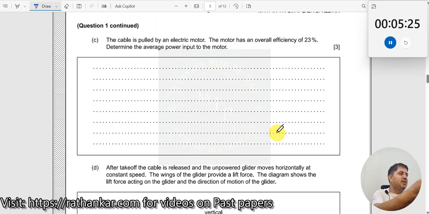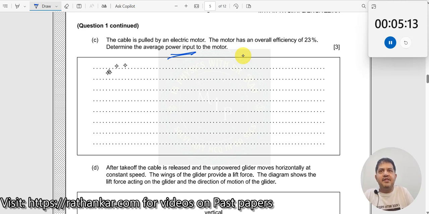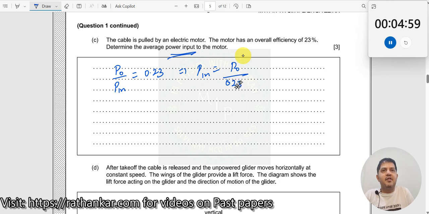The cable is pulled by an electric motor. The motor has an overall efficiency of 23%. Determine the average power input to the motor. Power input is being asked. Efficiency is power output by power input, equal to 0.23. So P input should be equal to output power divided by 0.23.